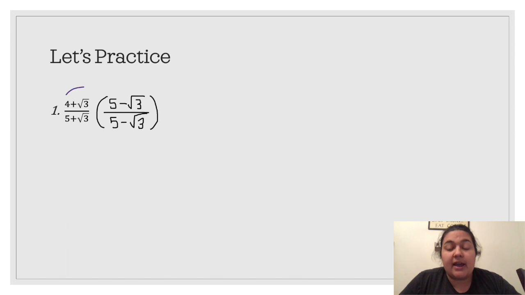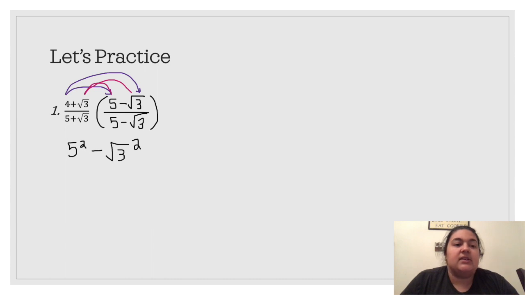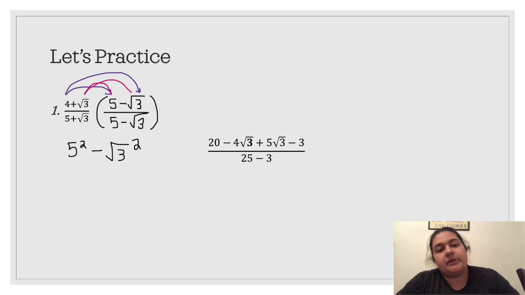For the numerator, I have to use FOIL. So I have first, outside, inside, and last. And our denominator, again, is a difference of squares since we're doing a product of conjugates. So first term squared minus the second term squared. So 5 squared is 25. The square root of 3 squared is just 3. So 25 minus 3 would be on the denominator.